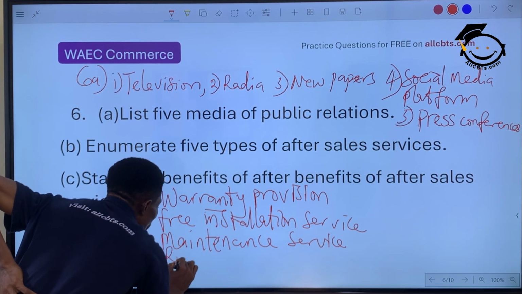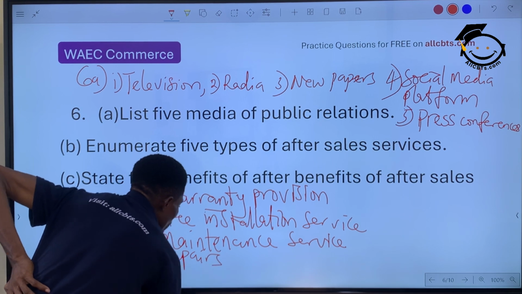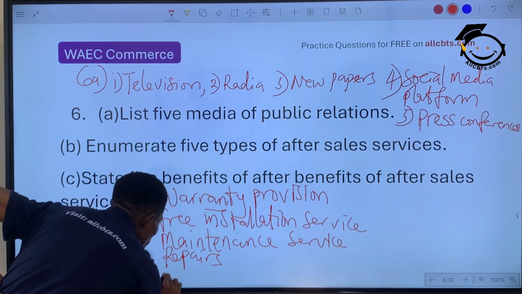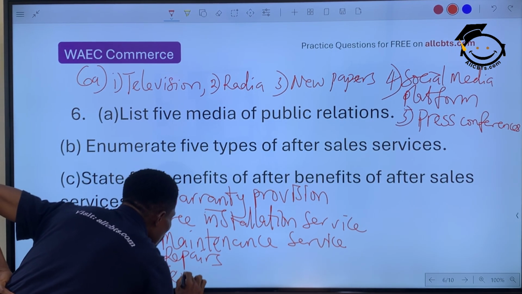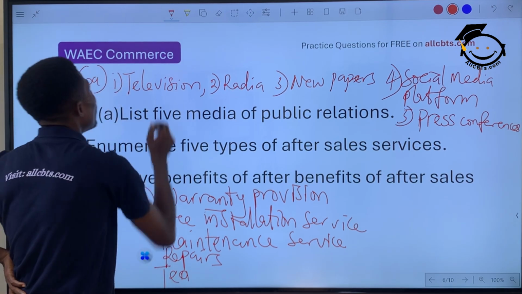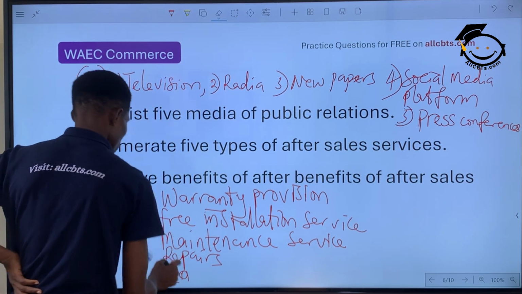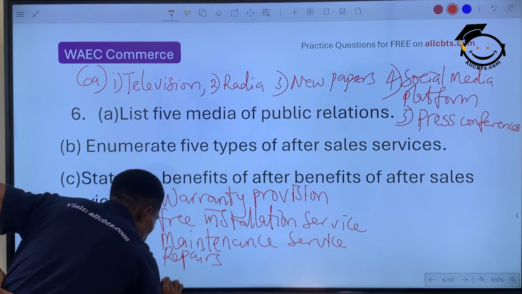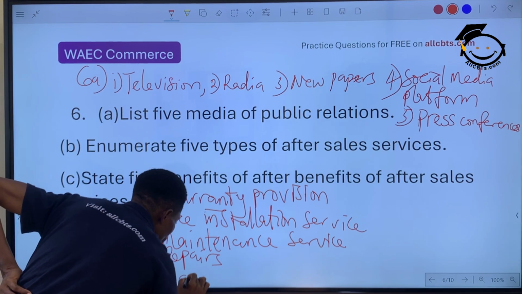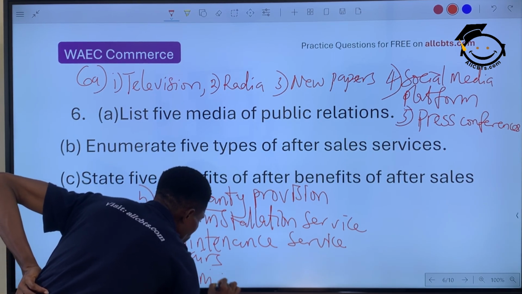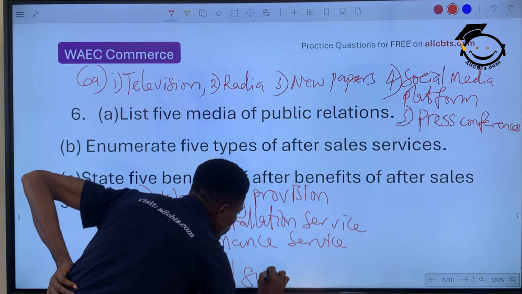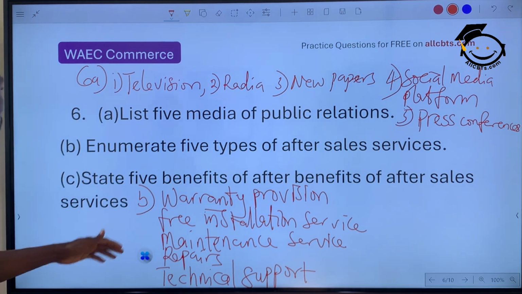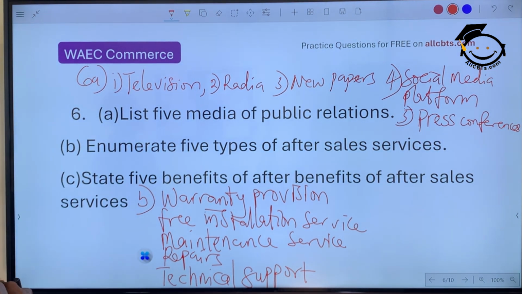The next one is what we call repairs. And the last one is called technical support. So these are the 5 types of after sales services.